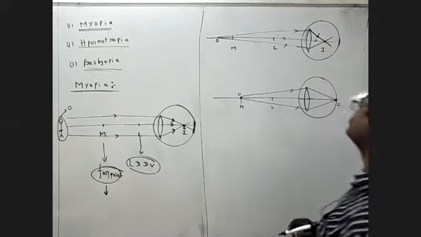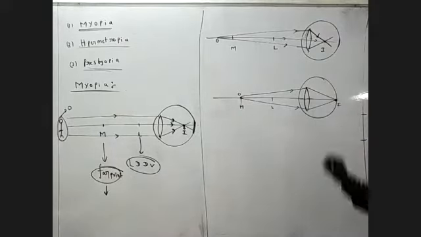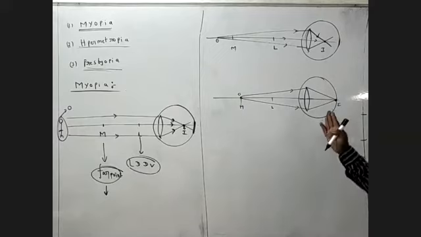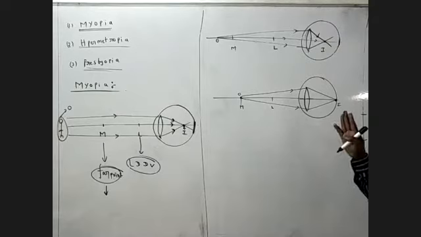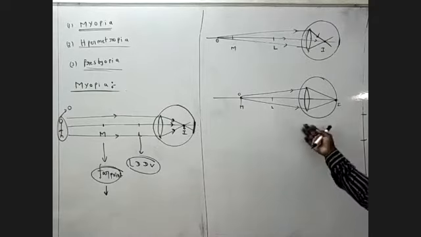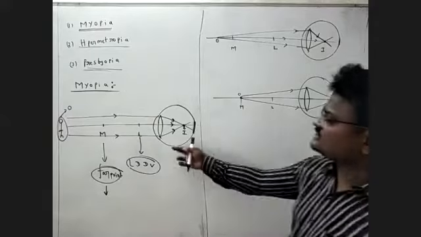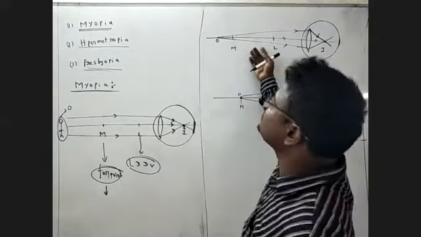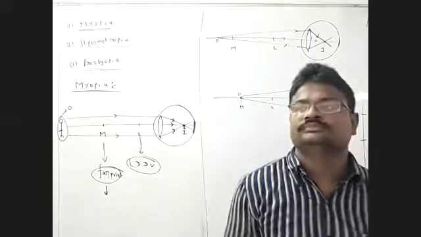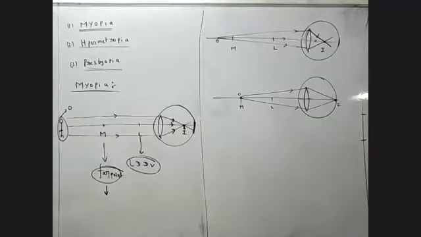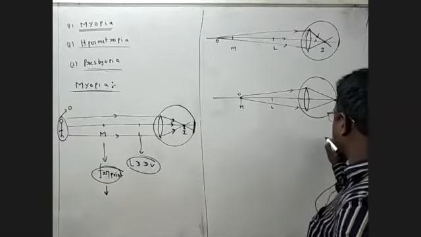This is the object. This is a healthy person. This person doesn't have the defect. This person is a healthy person. This person has a problem. What is the problem? That is myopia. So the myopia problem. So next, one more example.